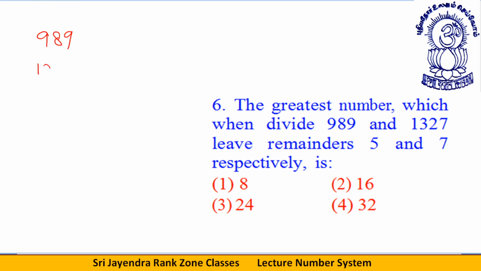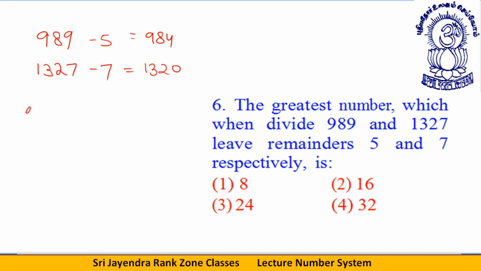989, 1327. The greatest number which, when it divides 989 and 1327, leaves remainder 5 and 7 respectively. Leaves remainder 5 and 7. This is 984. 1320. Okay. Now we need to find the HCF of these two numbers.